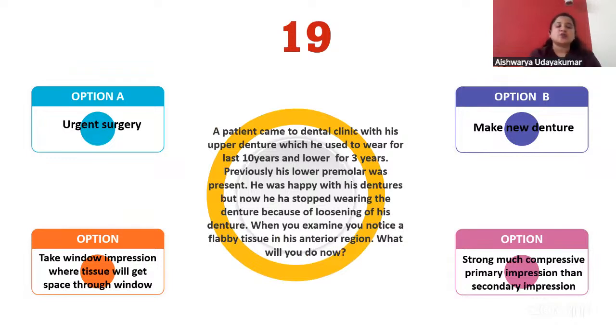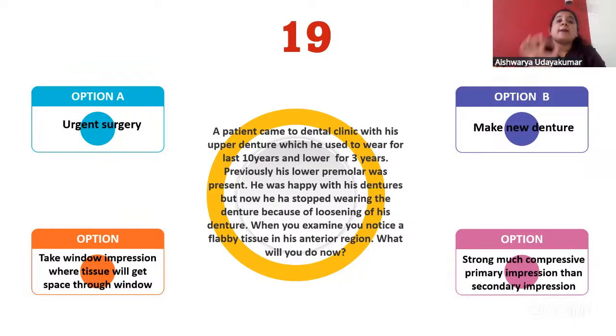Again, coming to a large question, remember when you have a longer question, it is easier to answer. A patient came to the dental clinic with his upper denture, which he used to wear for the last 10 years, and his lower for 3 years. Previously, his lower premolar was present. He was happy with his dentures, but now he has stopped wearing them because of loosening of the denture. When you examine, you notice flabby tissue in his anterior region. What will you do now?